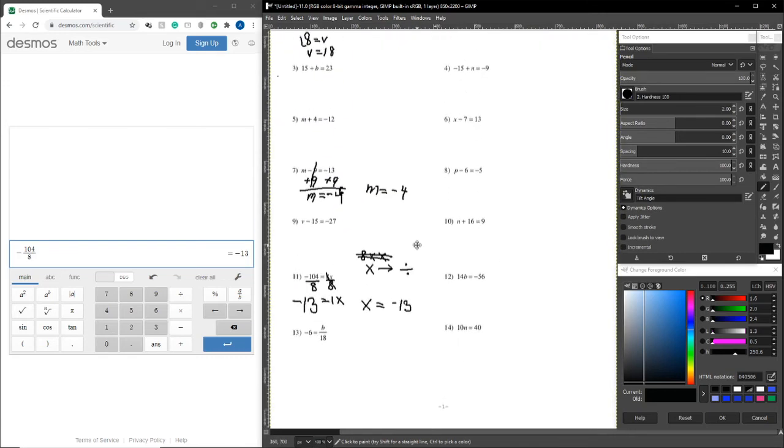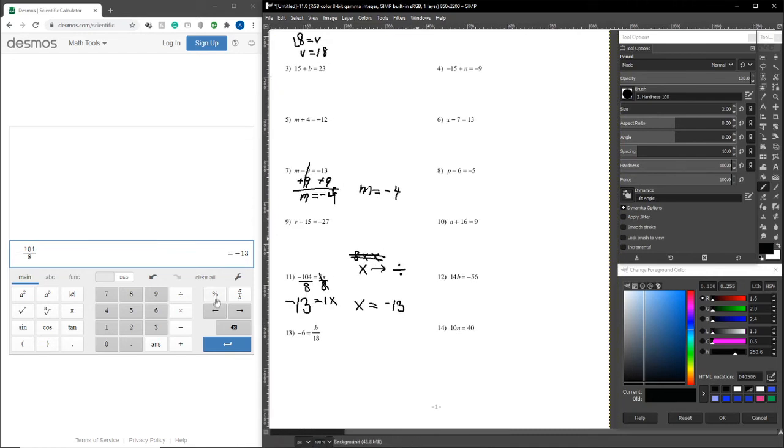Okay, now let's look at a different kind of problem. We'll go down to number 13. It looks quite a bit different, but it looks like what we've seen before. Remember that this line, this fraction line, means divide. So this b is being divided by 18.